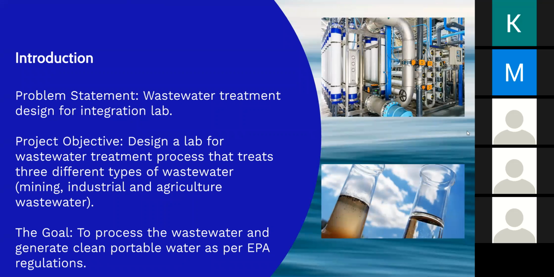The treatment system will include unit operations such as reverse osmosis, coagulation, flocculation, UV light treatment, and membrane bioreactors. Our team focused on designing the reverse osmosis and membrane bioreactors. The final product of this project will comply with the EPA and Arizona regulation of potable water. Also, all the wastewater generated by the wastewater treatment lab must be collected and disposed of as per EPA standards.